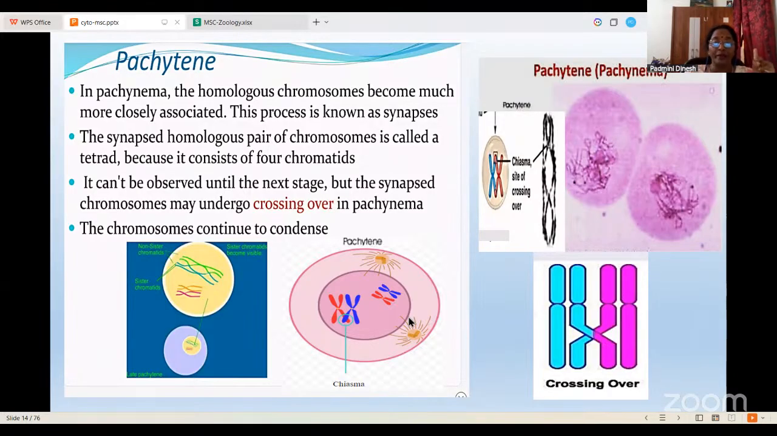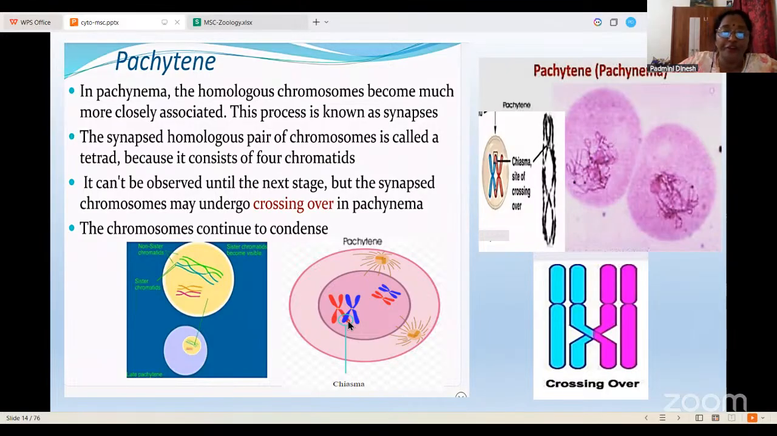I want you all to remember again and again, there is crossing over only between homologous chromosomes. That is, chromosome number 2 will pair with chromosome number 2 of the maternal and paternal. Chromosome number 10, for example, is going to pair up with chromosome number 10 of the other parent. A 10 will never pair with 11, or a 12 will never pair with 20. So 20 will pair only with 20, and 10 will pair only with 10. That is the homologous chromosome that we are talking about, and here the crossing over occurs.